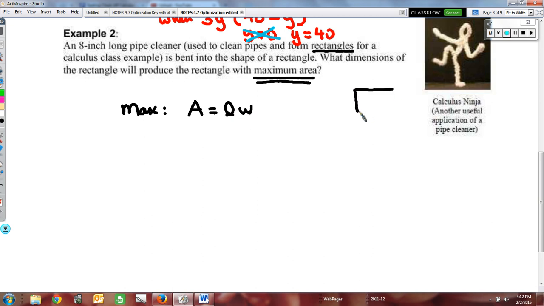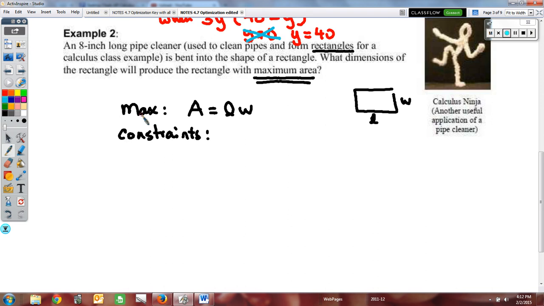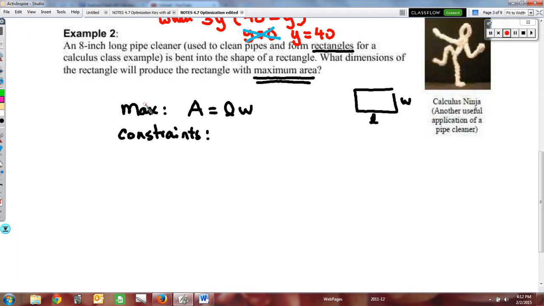So sometimes a picture is going to be worth a lot. So we're going to have our length. We're going to have our width. Now our constraints. So we have our primary equation. So now we go looking for some constraints. What is going to give me a limit on the pipe cleaner? Well, my length and my width, obviously, because it's an 8-inch long pipe cleaner, my length times 2, because my perimeter, plus 2w has to equal 8 inches. I can't form a rectangle that has more perimeter than 8 inches because that's all I have in my one pipe cleaner.